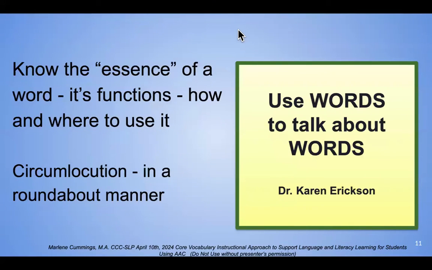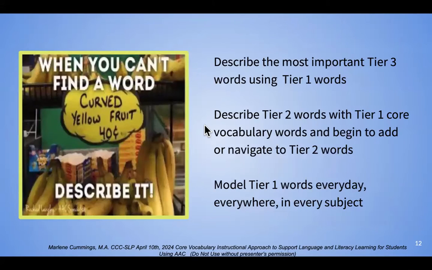Our goal is that our students would know the essence of a word, its functions, how and where to use it. One example we have is circumlocution, where we're kind of talking around the word. We're using the words we currently have access to talk about that word or describe that word. And that's one of the things that Karen Erickson talks about, use words to talk about words.